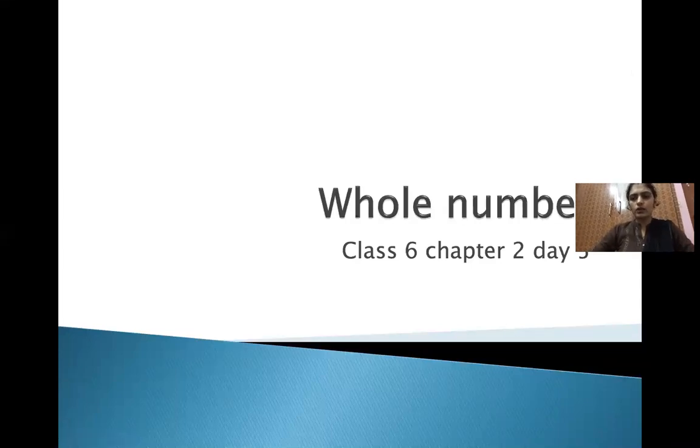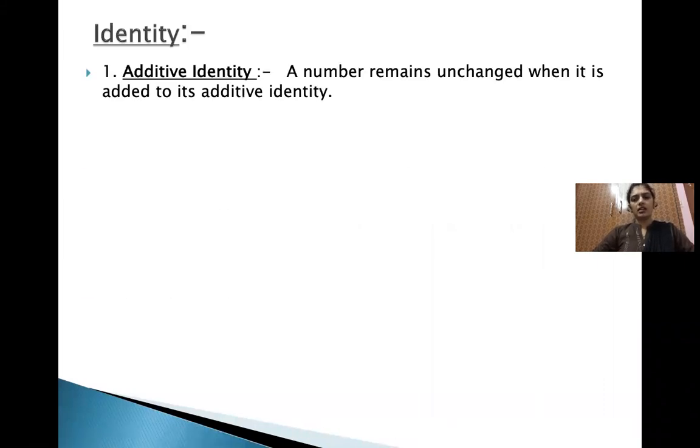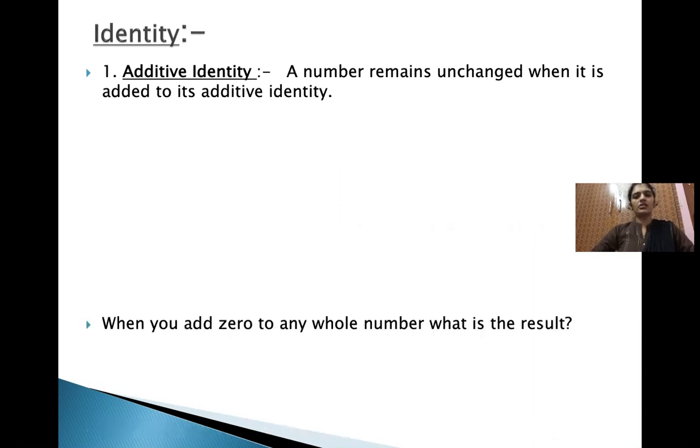Today we are going to discuss properties of whole numbers. First we are going to discuss identity. First is additive identity. What is additive identity? A number remains unchanged when it is added to its additive identity. It means if we add the additive identity to a number, it will remain unchanged.